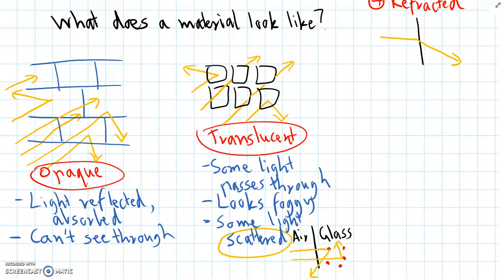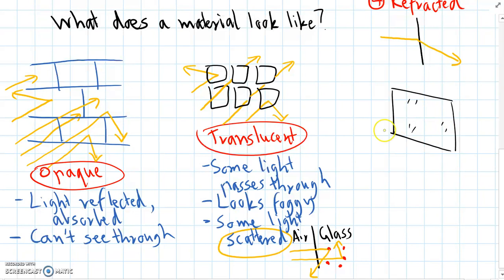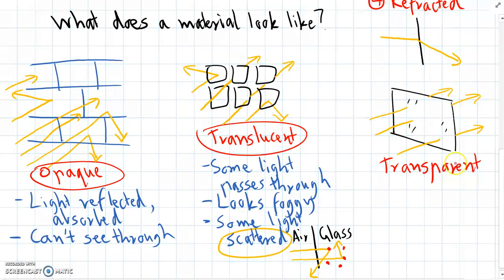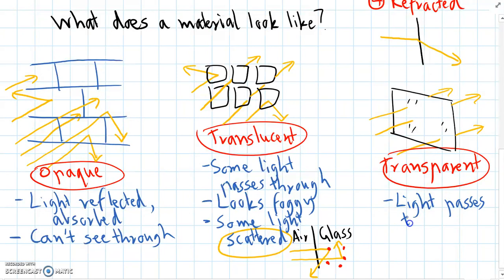And the final type of material that we see is something like a window. And when light hits a window, we know what happens. It passes straight through the window. So the object is see-through. And the scientific name for see-through is transparent. So for transparent objects, the light passes through and we can see through them.